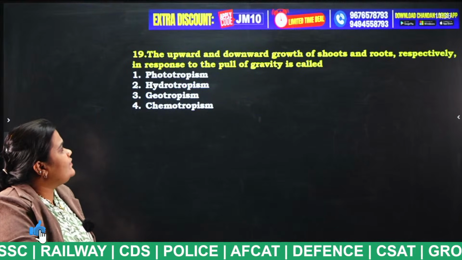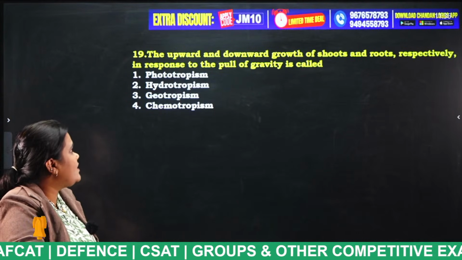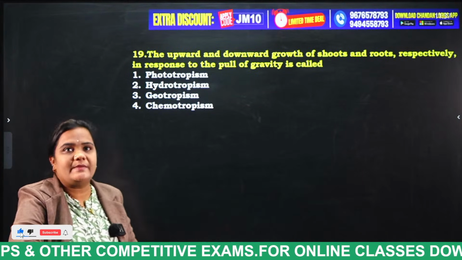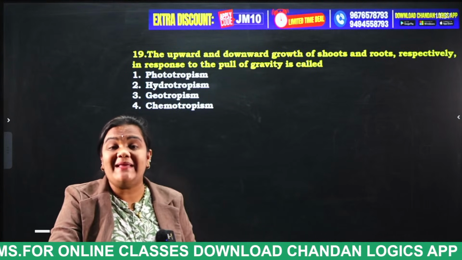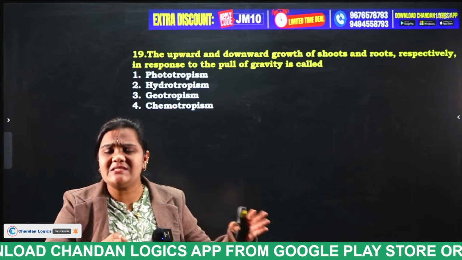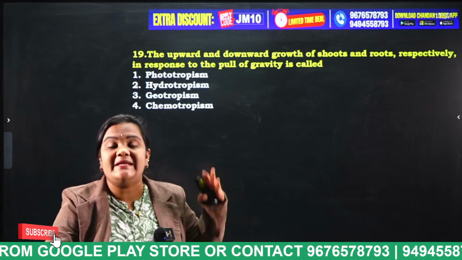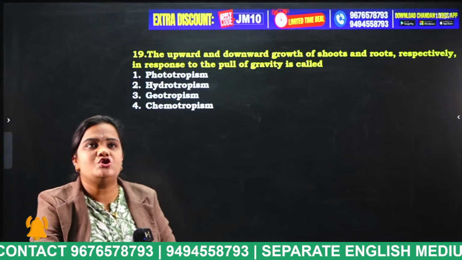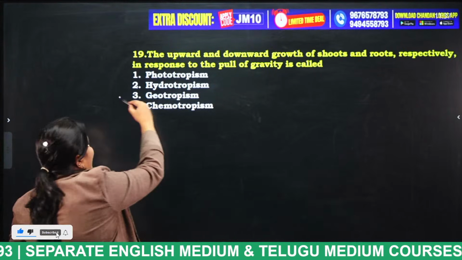The upward and downward growth of shoots and roots respectively in response to the pull of gravity is called phototropism, hydrotropism, geotropism, chemotropism. Very, very important. Why are the roots growing downwards? Why are the stems growing upwards? What is the reason behind the upward and downward movement of stems and roots in plants? What reaction is taking place there? Tell me, students. Very good. They are reacting to gravity.